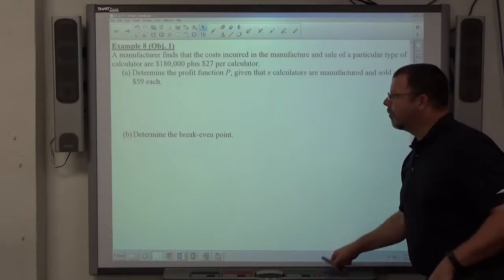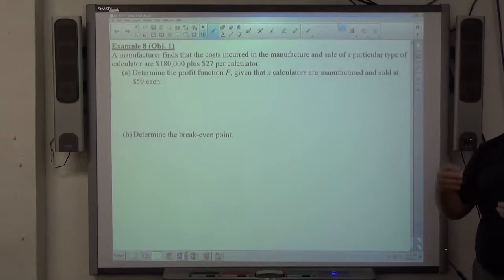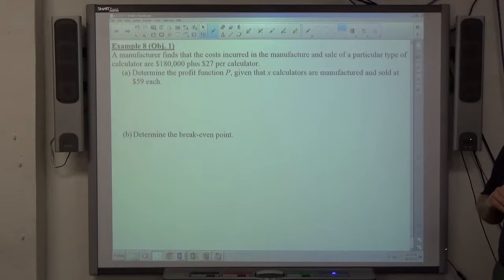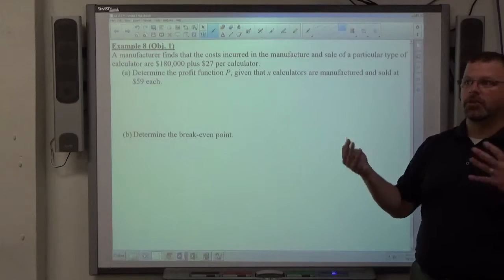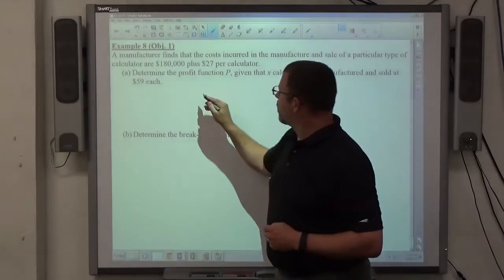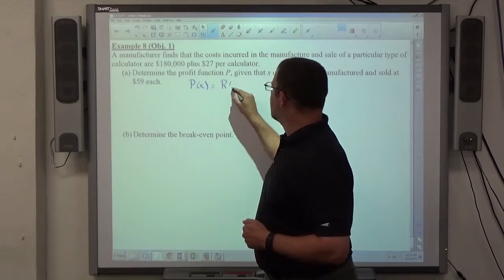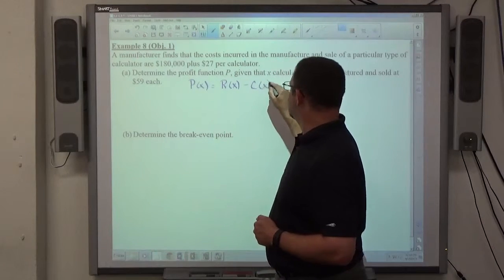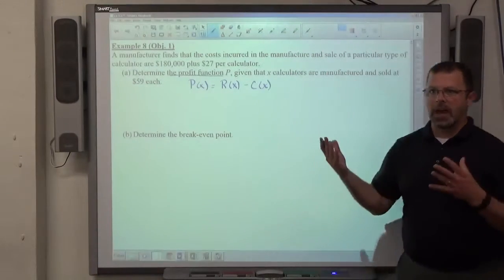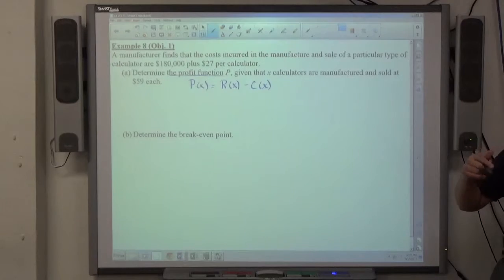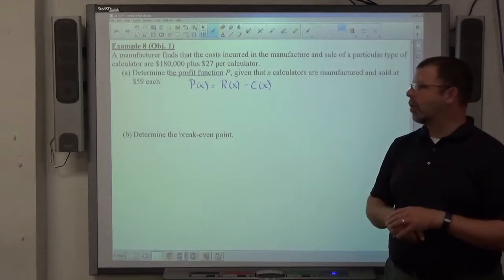So, we saw a problem similar to this in the last chapter. They kind of did all the setup for you this time. You got to do a little bit more of the setup yourself. As far as the last time they told you to find the cost function, the revenue function to get the profit function. But in general, profit function P of X is equal to the revenue function minus the cost function. So anytime you're asked to find a profit function, that's simply how you do it. You find how much money you're going to take in with the sale and subtract away the cost of manufacturing it, and whatever's left over is profit.